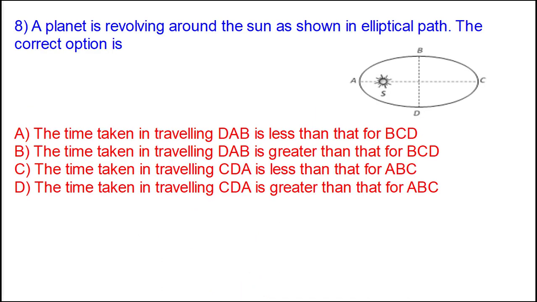Next is question number 8. A planet is revolving around the sun as shown in the elliptical path. The correct option is. We'll see the options one by one. The first option given, the time taken in traveling DAB is less than that for BCD. So DAB is given here. So this is D. So let us see how much area is covered in this. This is the DAB path. So it starts from here.